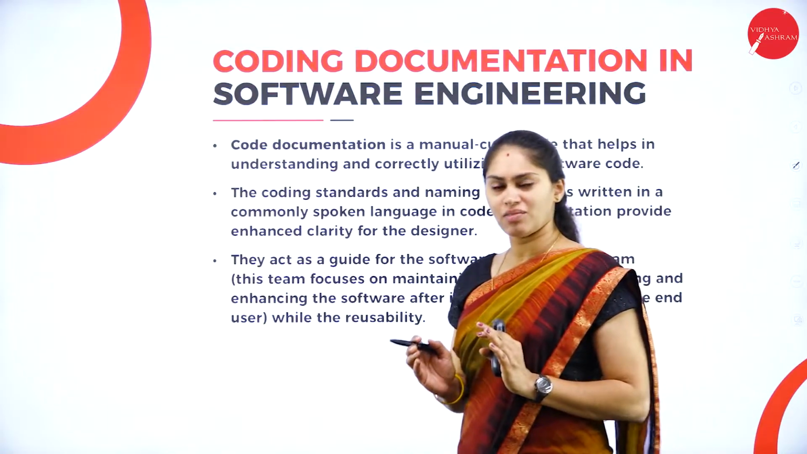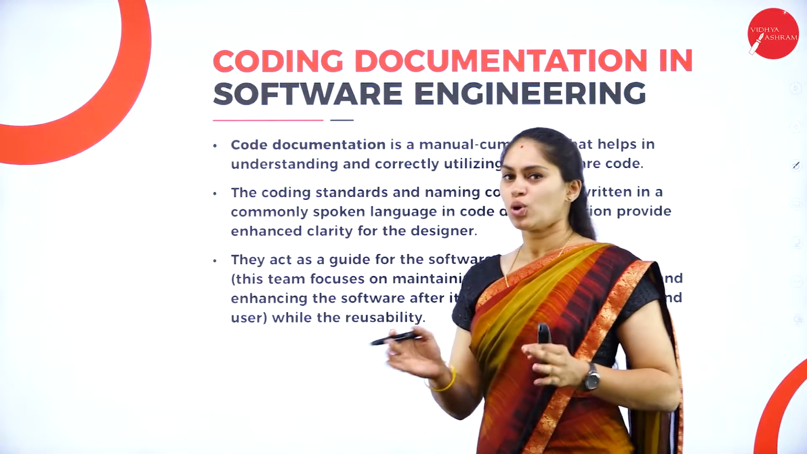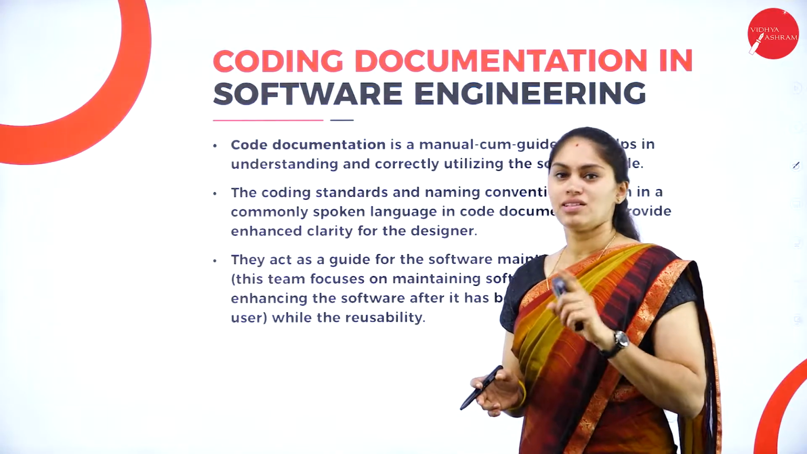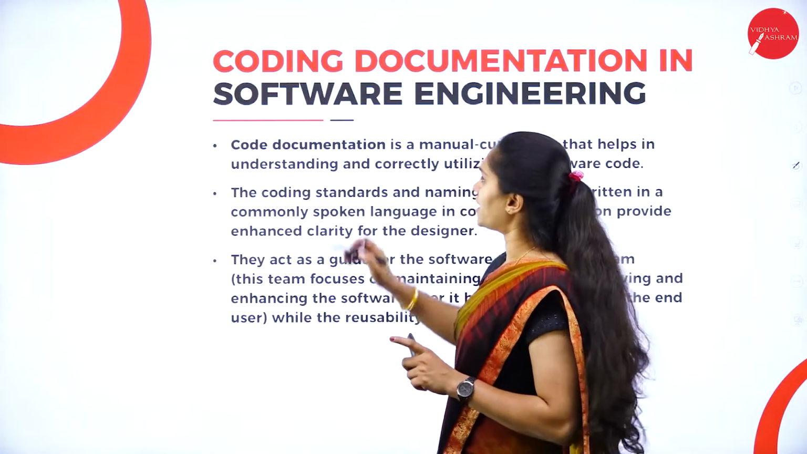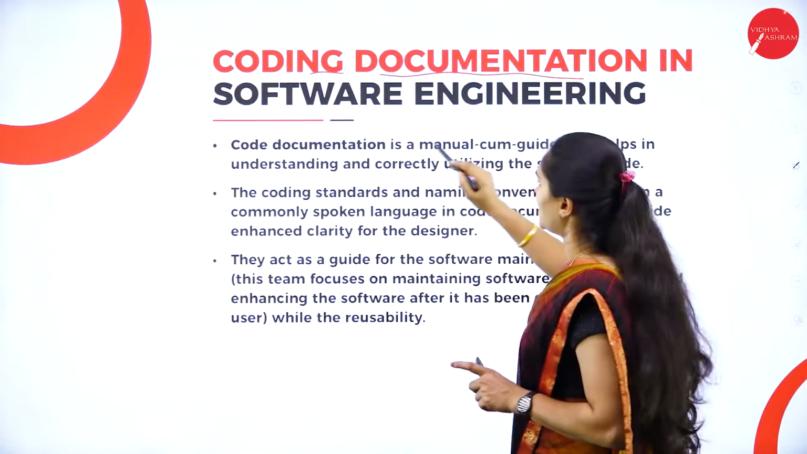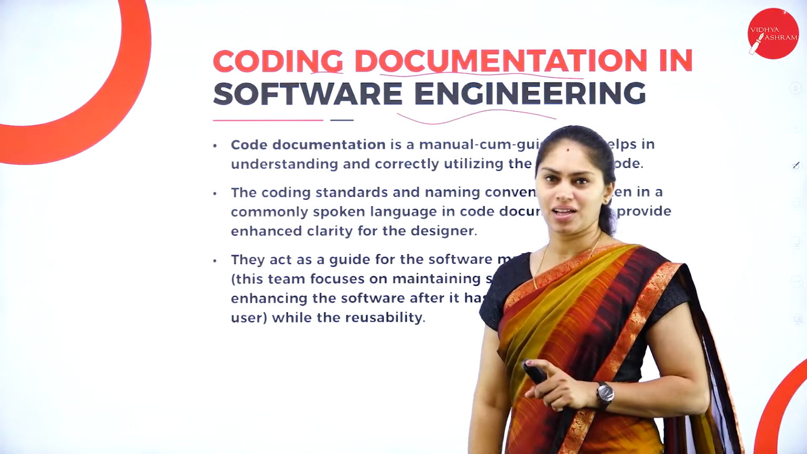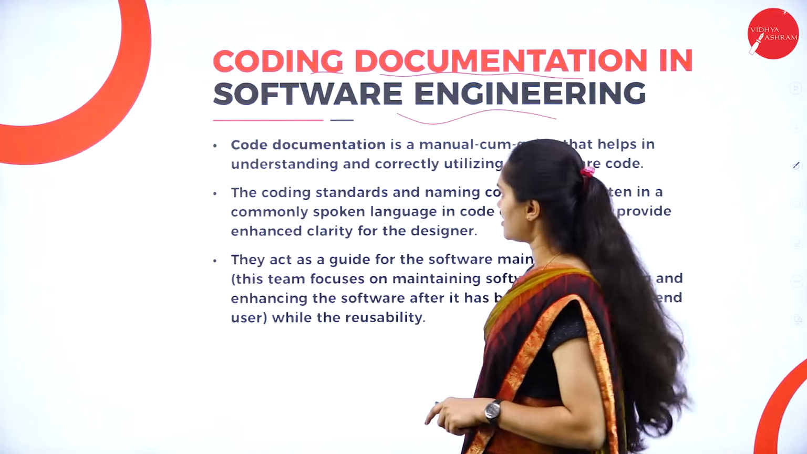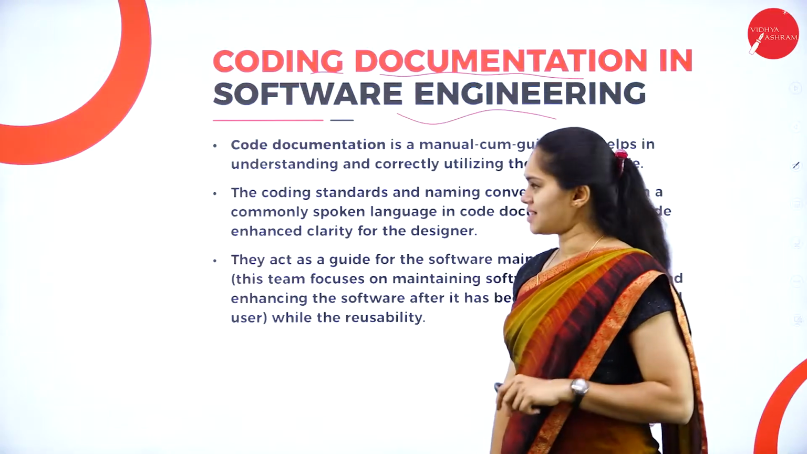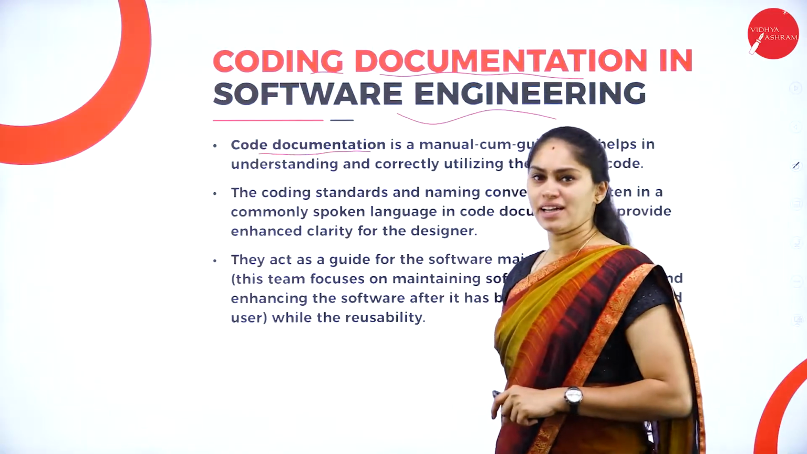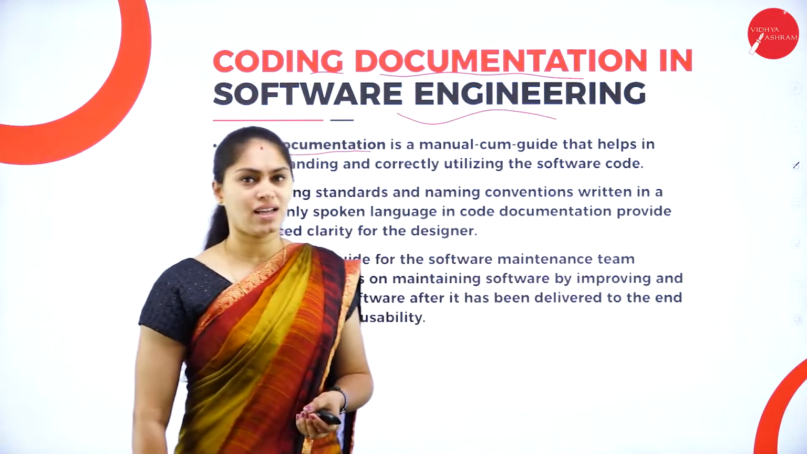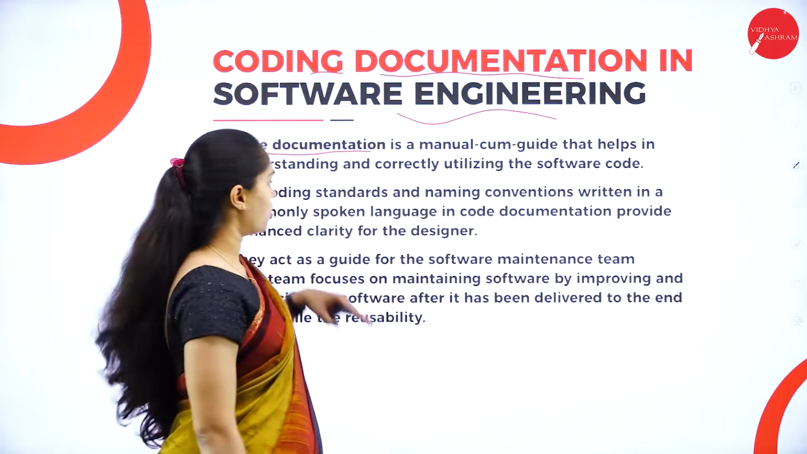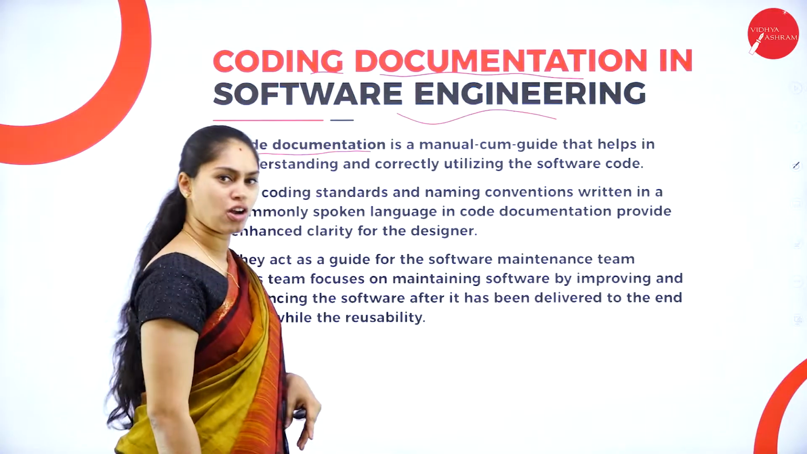So till now we are done with abstraction, information hiding, coding, everything. Now it's our duty to convert that into the documentation part. That is, coding documentation in software engineering. Why this coding documentation is necessary and what it is, we'll see here. Till now we have coded, that means we have programmed for a particular problem to be solved. So what do we mean by code documentation?